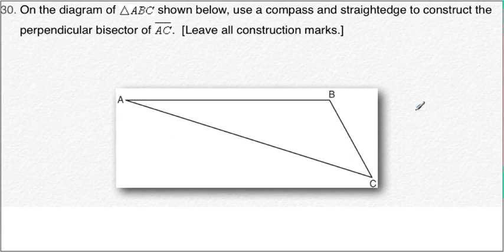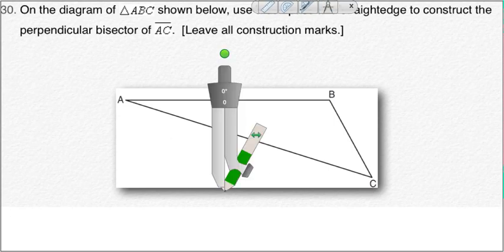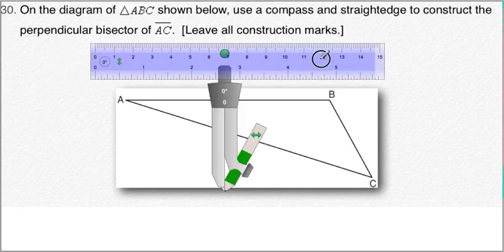Number 30. Perpendicular bisector of AC. Alright, let's try to do that. Then I'll be needing a compass and a ruler.